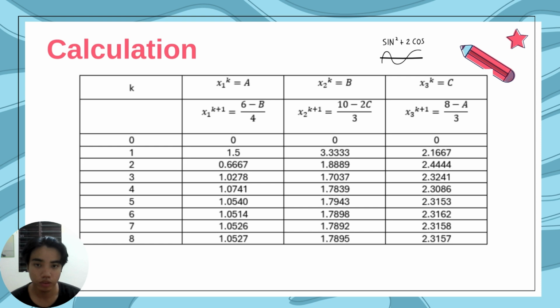So for K1, the value of A can be calculated with 6 minus 0 divided by 4 and we get 1.5. For B, 10 minus 2C, which is 0, divided by 3, we get 3.3333. And the last one is C, 8 minus A, which is 1.5, divided by 3. So we continue the calculation until the difference is lower than epsilon.